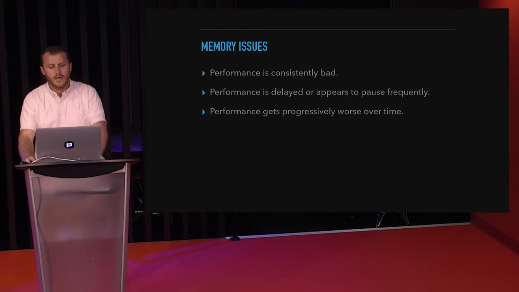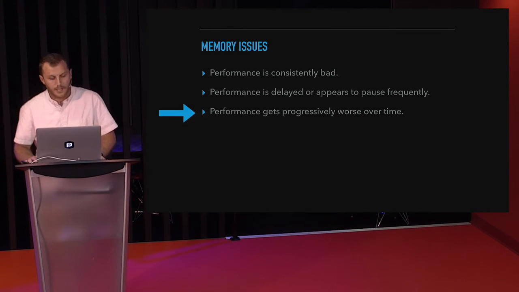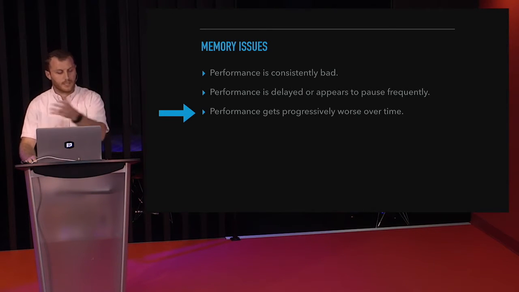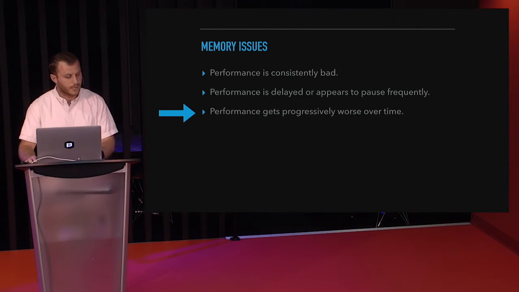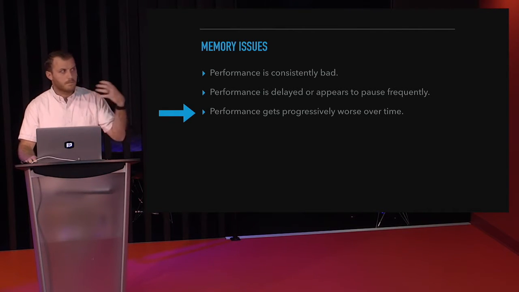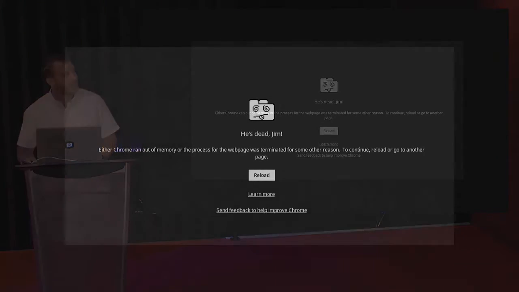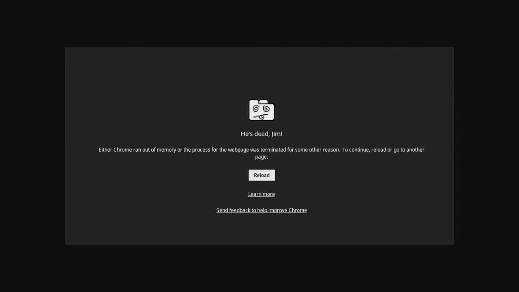And the third one, the one that we're going to talk about today, is performance getting progressively worse over time. And this is going to be a symptom of a memory leak. A memory leak is when there's a bug in the page that causes the page to progressively use more and more memory over time. And the browser is just going to slow down to a crawl, possibly even, if you've all seen that screen before, He's Dead Jim. This is Chrome's default display when a page has stopped responding. And I just kind of love the ending, where the solution is to continue, reload, or just go somewhere else. Like there's nothing we can do about it.